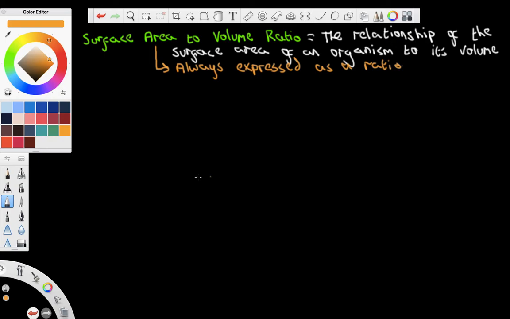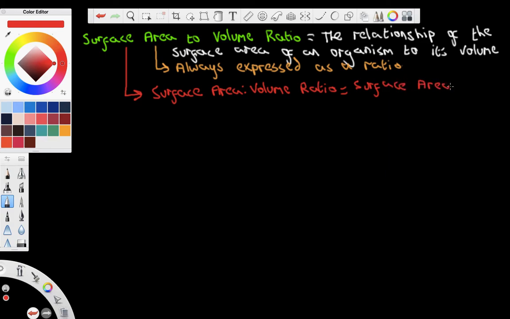To work out surface area to volume ratio, so surface area, I'm putting this in red, it's important, to volume ratio is calculated or is equal to the surface area divided by the volume. So surface area divided by the volume.